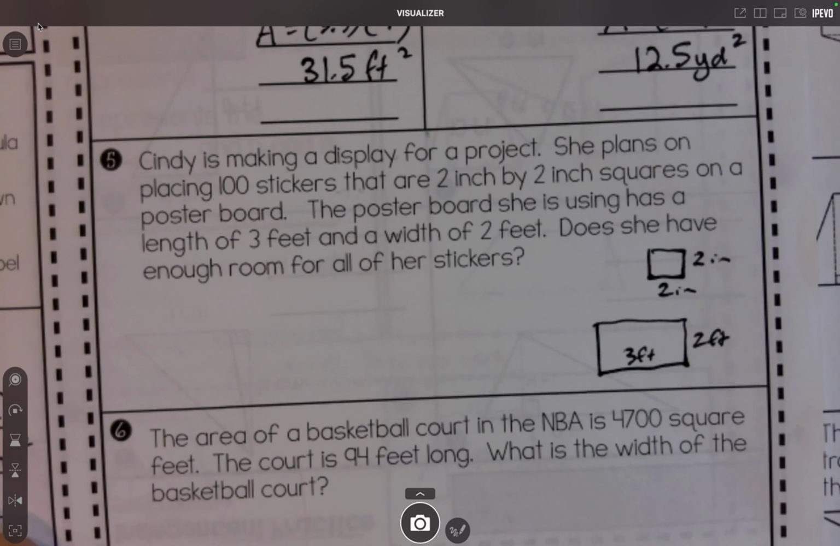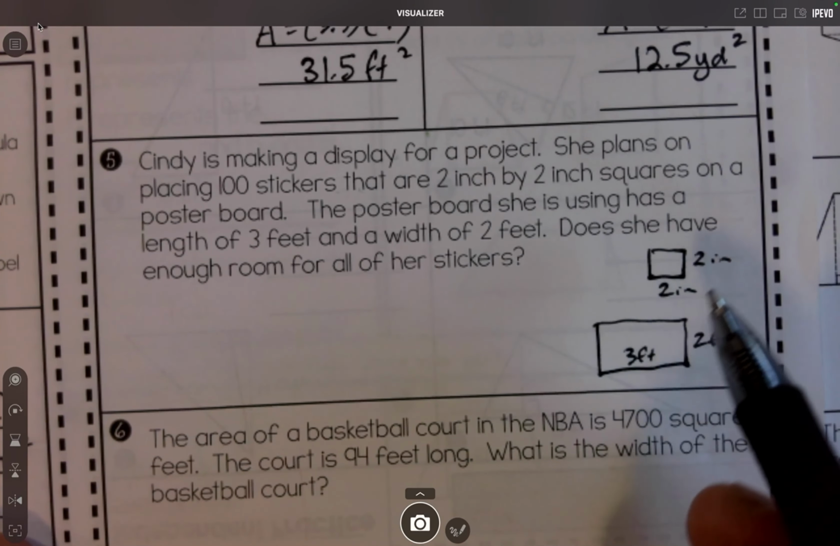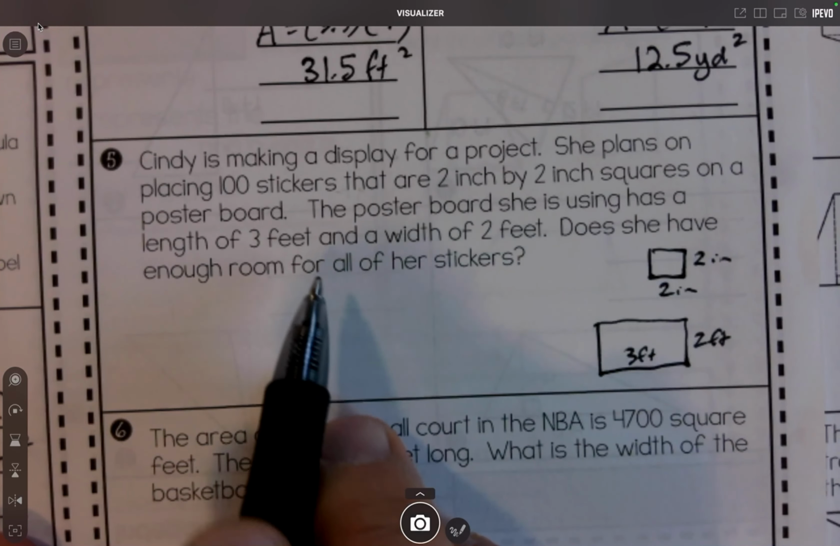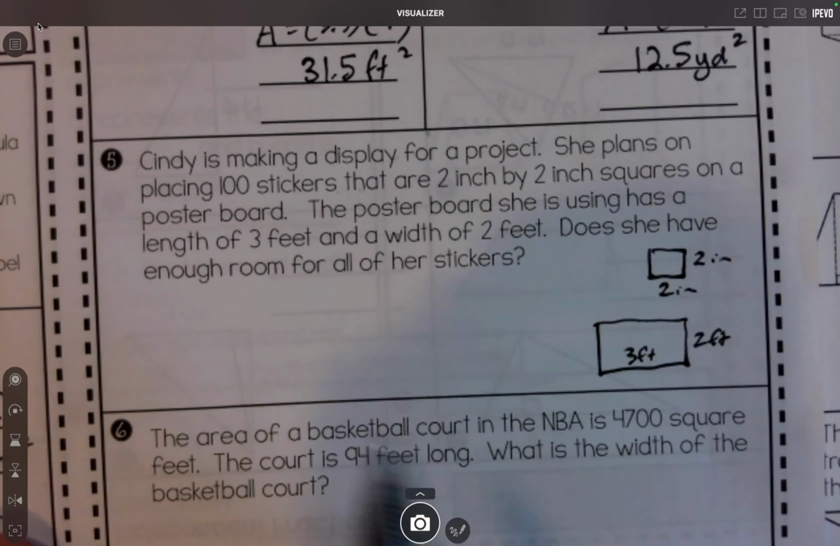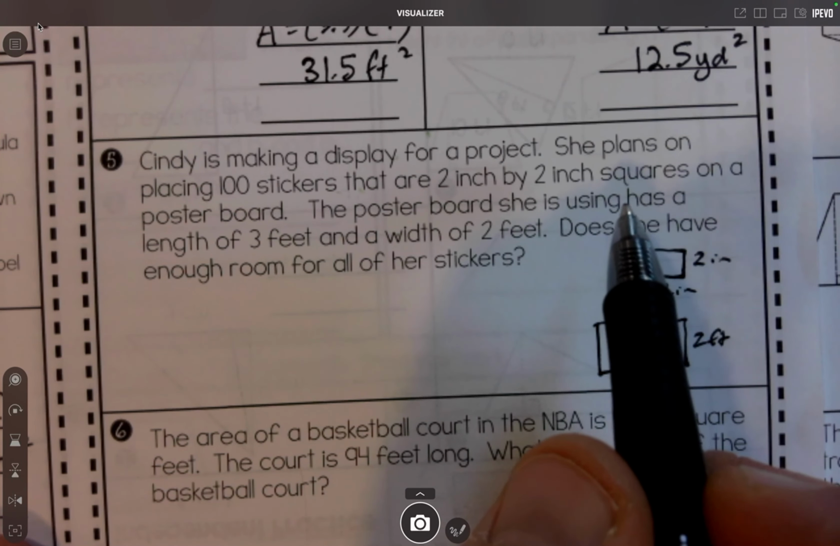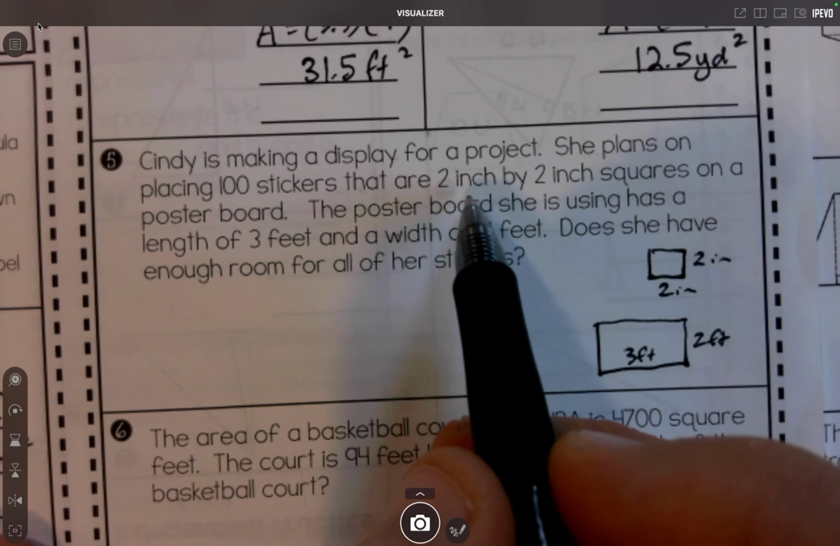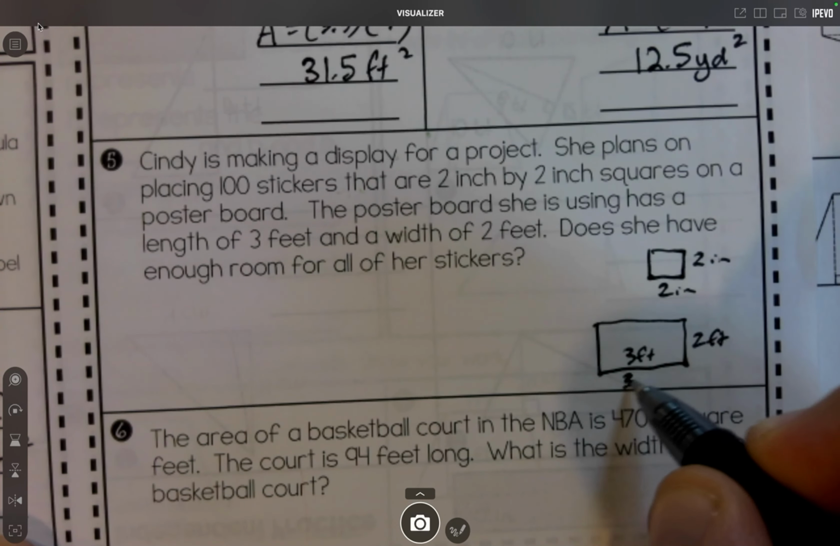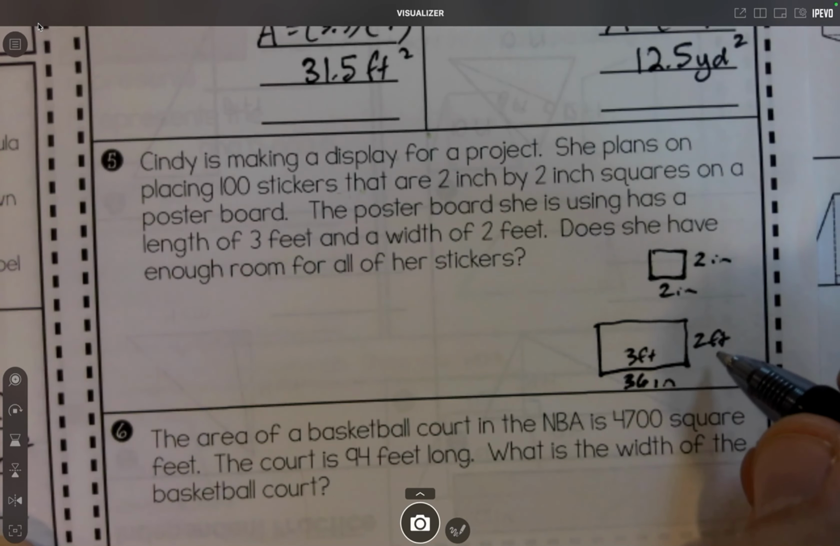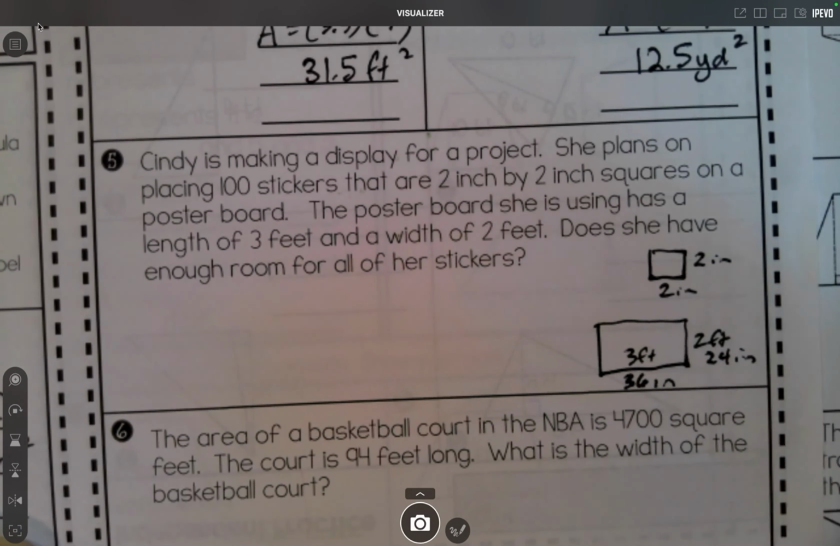So we have 2 different kinds of parallelograms, but they're both parallelograms. One's a rectangle, one's a square. But we can find the area of each one and figure out, is there enough room on this poster board for 100 of these stickers? Now they did get tricky on us, and they're doing different dimensions. So what I'm going to choose to do is change these to both be inches. So 2 inches by 2 inches is fine, but 3 feet, 3 times 12 is 36. 2 times 12 is 24.